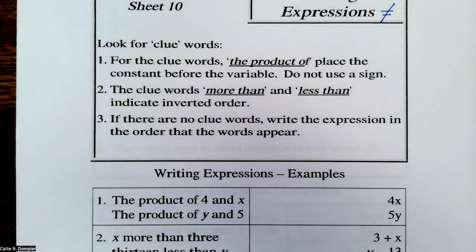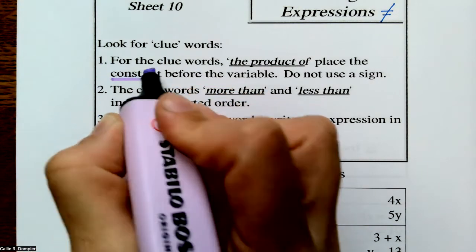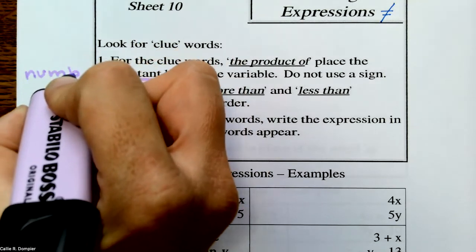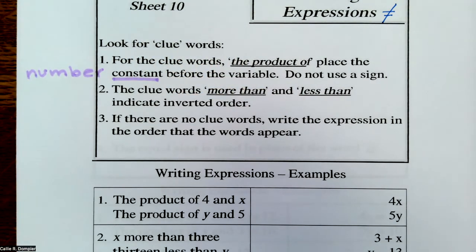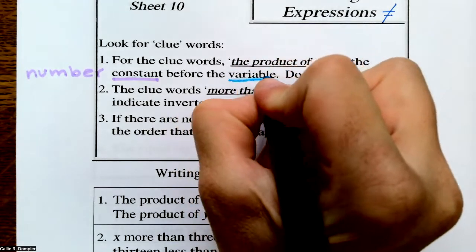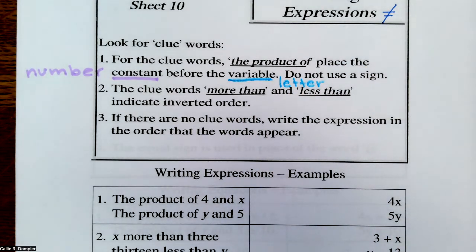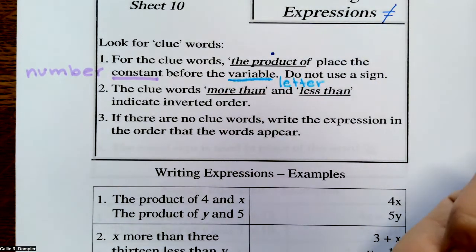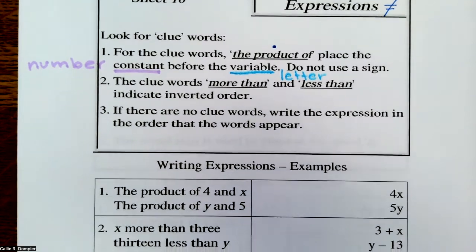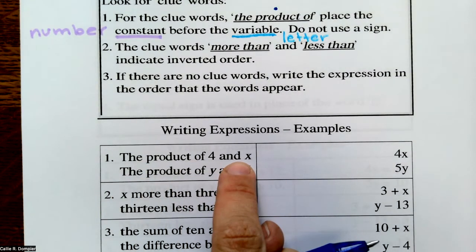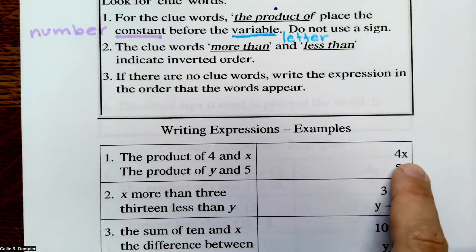So when you're looking at the English words and writing the math term, there are some clues. Look for clue words. For the clue word, the product of, place the constant before the variable. Remember, the constant is the number. The variable is the letter. You do not need to use a sign when you're using product of, because product of means multiply. Place the constant before the variable. Do not use a sign. So when you see the product of 4 and x, place the number before the letter and do not use a sign. That's what they recommend.